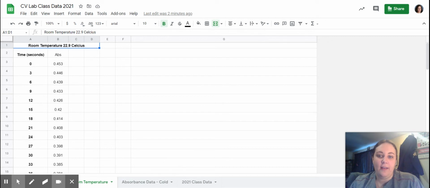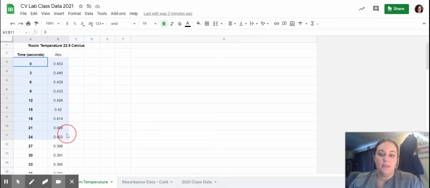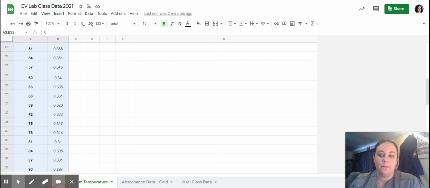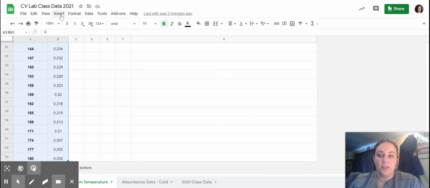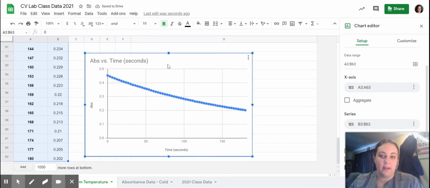And so there's 3 different graphs. Whichever graph gives you a straight line, that tells you that's the order for the crystal violet. And so we have concentration and time data. So I'm going to highlight my data and I want to graph it. So I'm just going to go to insert, chart, and it automatically does a scatter plot.